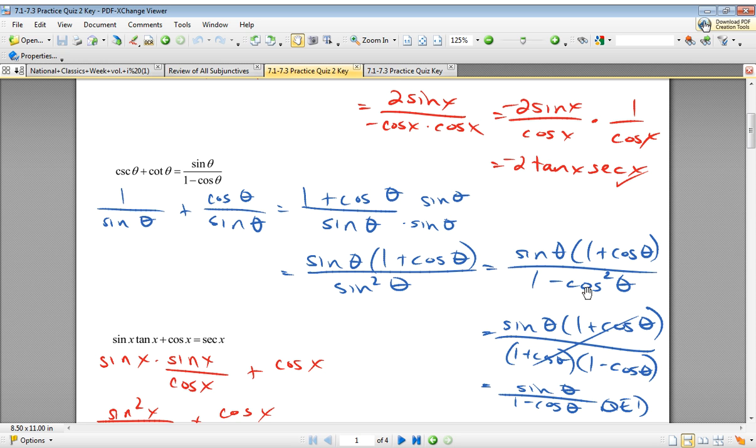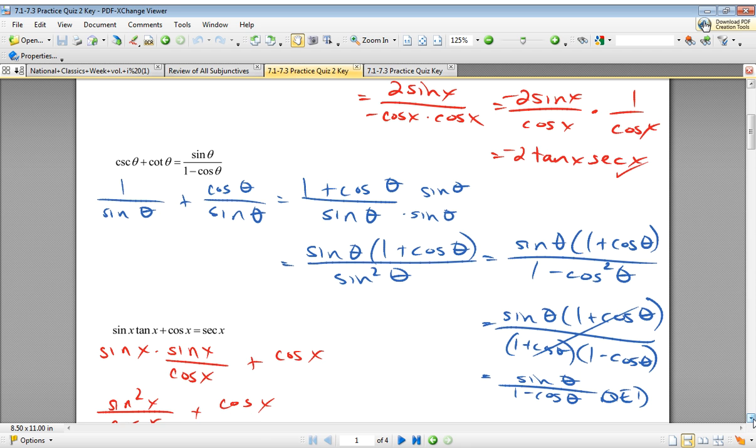That is the difference of two squares. So I can break that apart into 1 plus cosine theta, 1 minus cosine theta. And hey, now those cancel. And I have sine theta over 1 minus cosine theta, which is what I was trying to do.